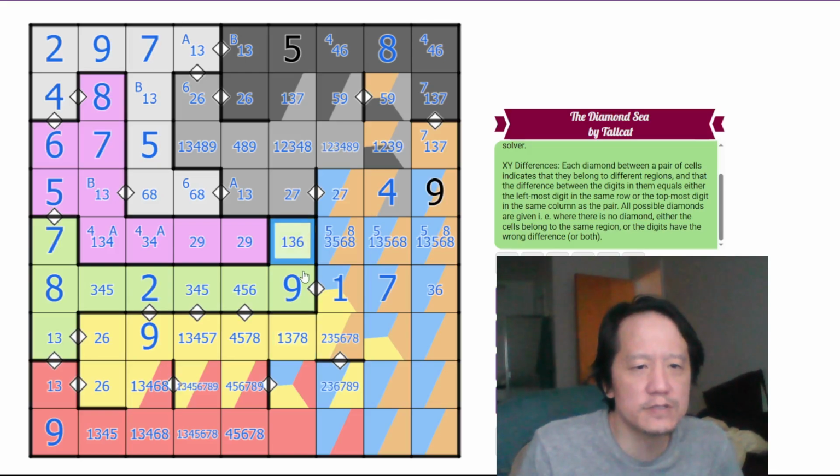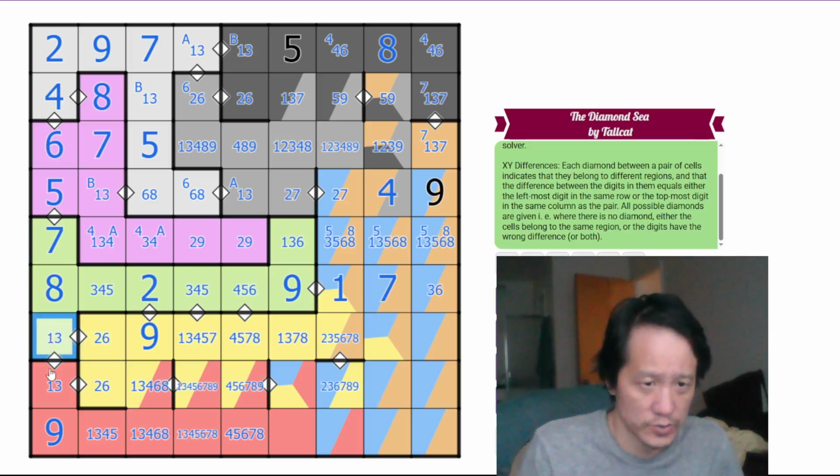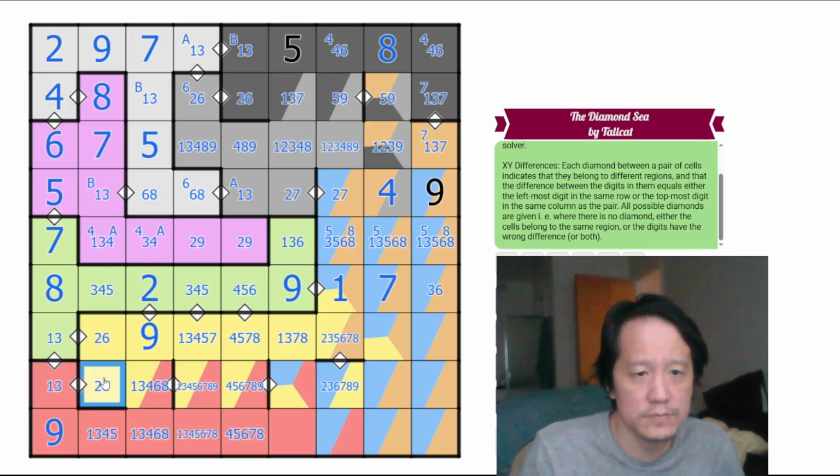Can this be 6? That would mean none of these are 6. So this would be a 3, 4, 5 triplet, which would force this to be 1. This would be 1 and 2. This would be 1 and 3 then. If this is a 6, none of these can be 6. Why was I trying to make it 6? I don't remember.